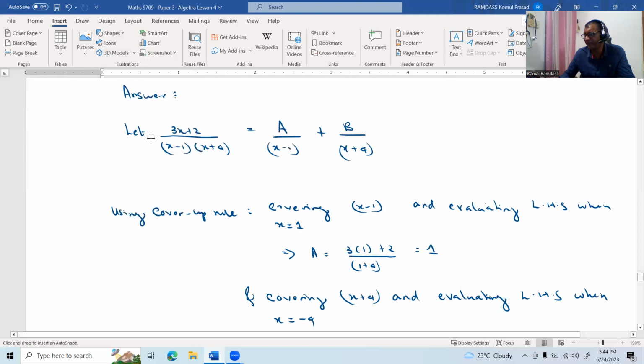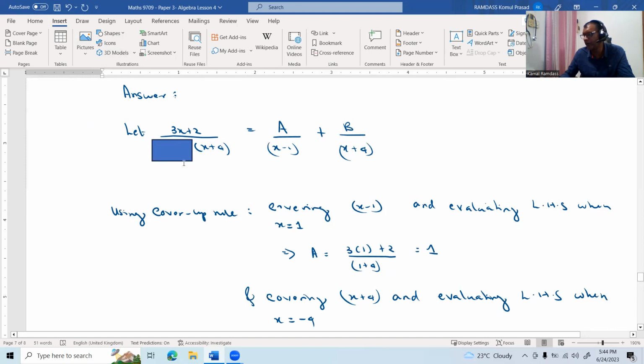Quand mon dénominateur et mon linear factor, je couvre ça, x minus 1, et je remplace x is equal to 1 là-dedans. Et je peux gagner 3 times 1 plus 2 divided by 1 plus 4. Je peux gagner 5 over 5, je gagne 1, je peux dire a is equal to 1.